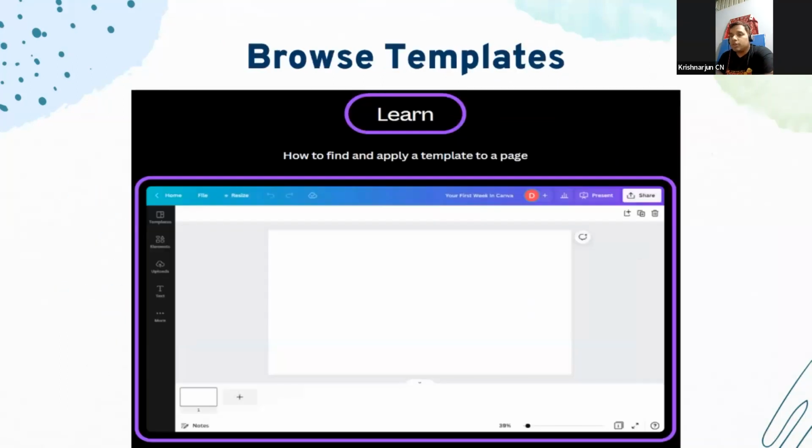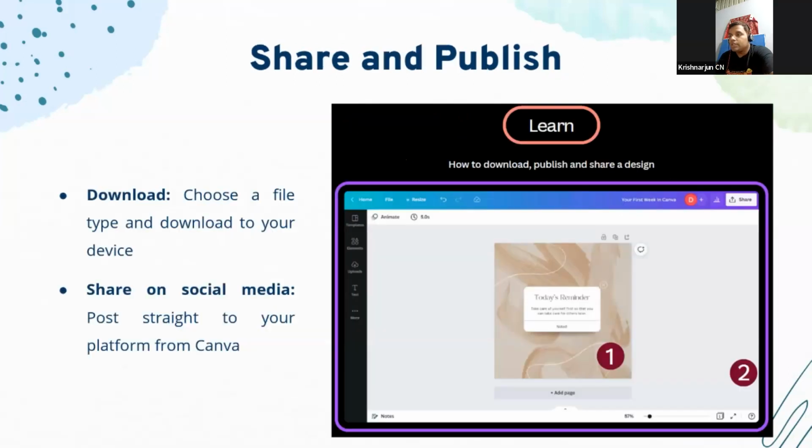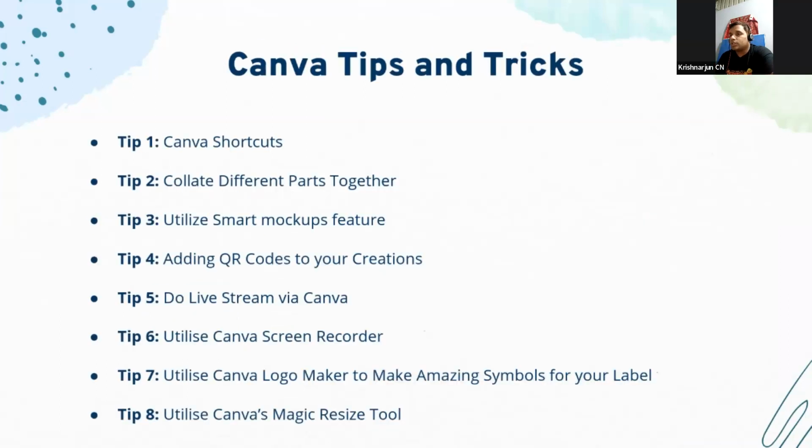You can browse for templates, you can browse for elements, choose a file type and download to your device after you're done. So you can download it, you can publish it as a link, you can publish it as a website, a lot of possibilities. So Canva shortcuts are there. You have to figure that out. Collate different parts together. You can work on putting photos, music, animation, all these things together.